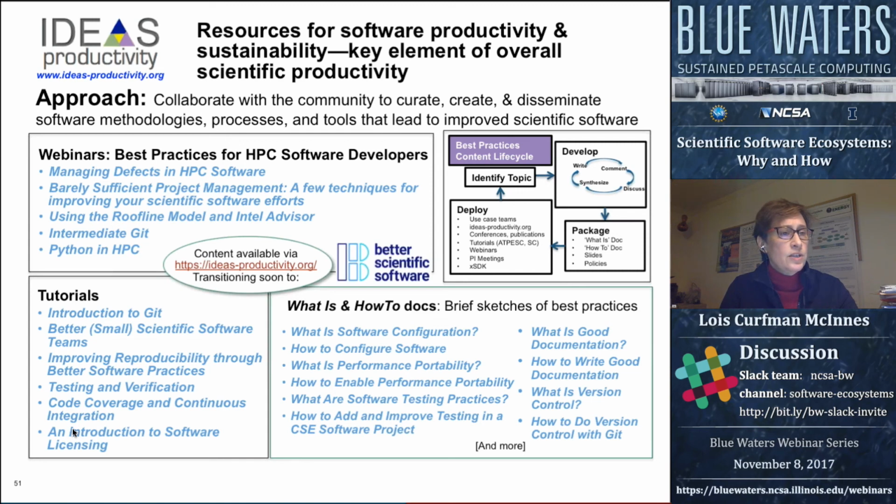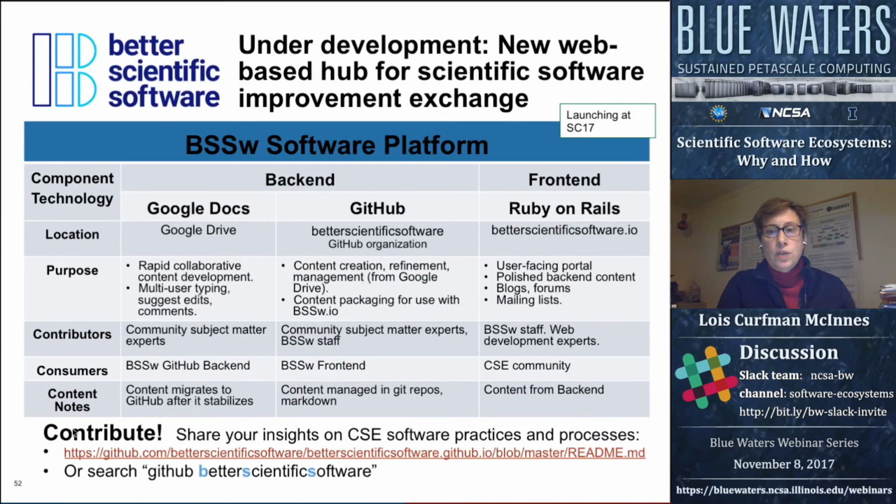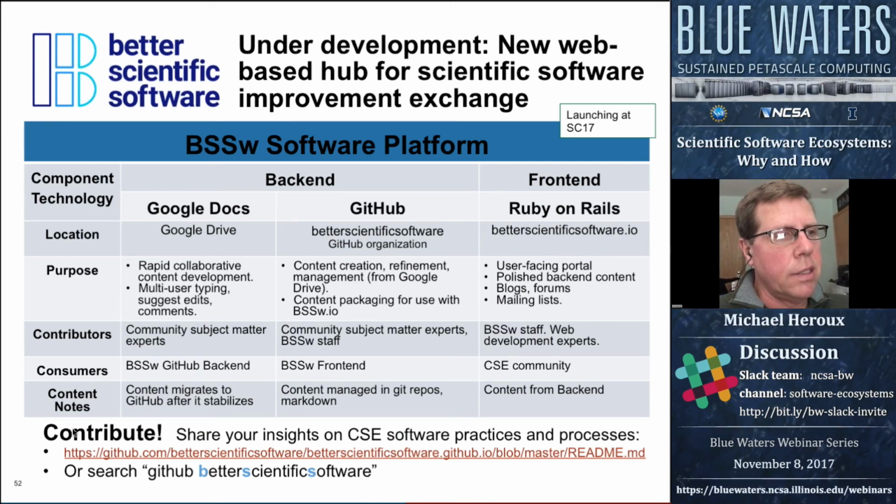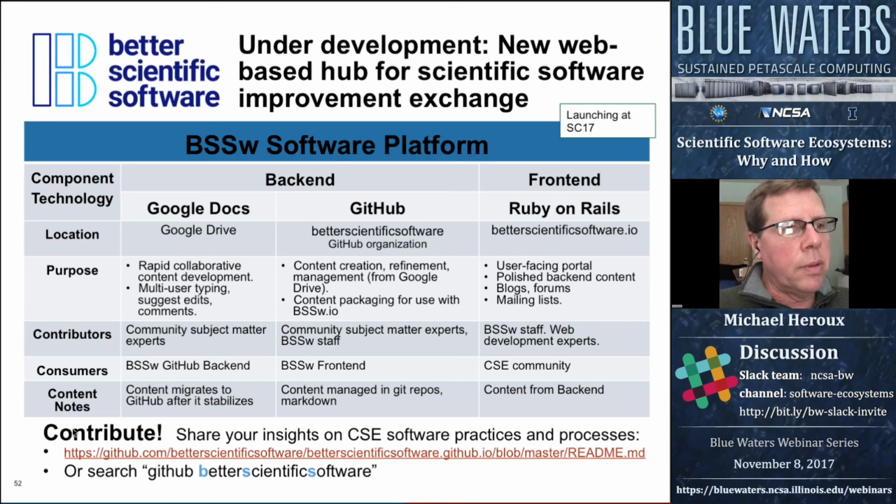And a new activity we're doing is transitioning soon to launch a new vehicle by which this information will be available called Better Scientific Software. And Mike will tell us more about that. One of the things that we're really excited about, and we've already done a soft launch of this, so you can go out to bssw.io and take a look at what we have. We're creating a community portal for people who want to improve the quality of their software and share the knowledge that they've gained with others.